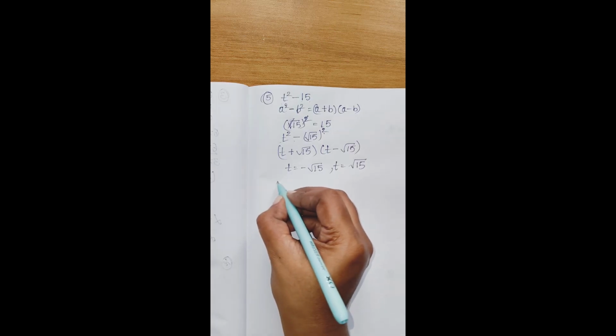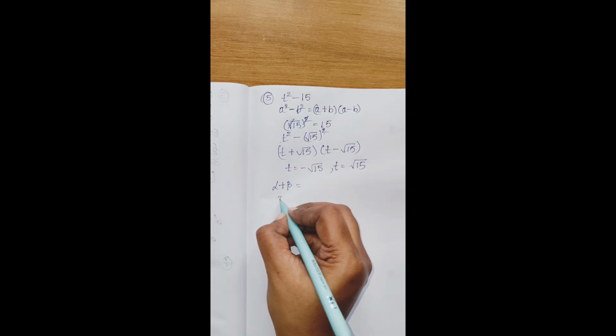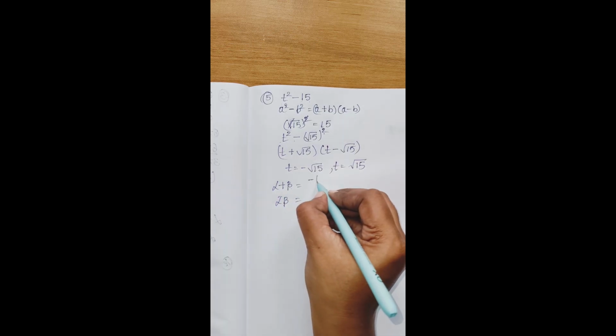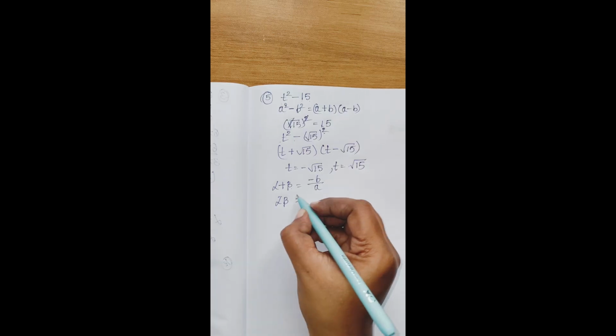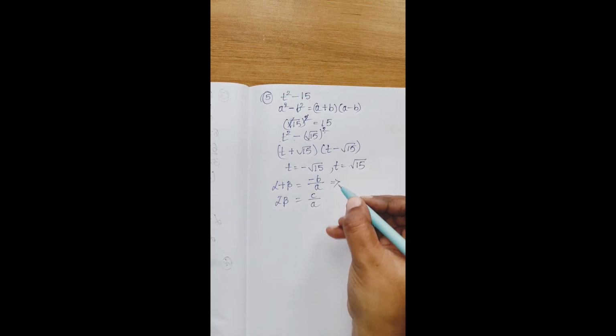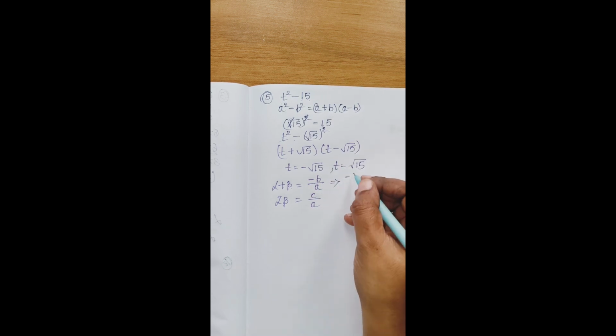Now again alpha plus beta. For every sum, sum of zeros and product of zeros, always you need to find out. Alpha plus beta is minus b by a and alpha into beta is c by a. In place of b, what is there? Minus 15.